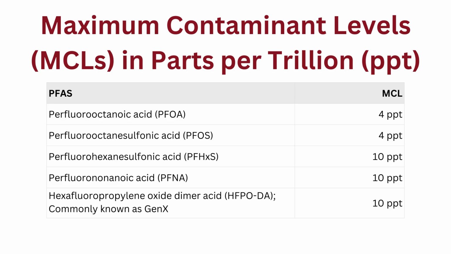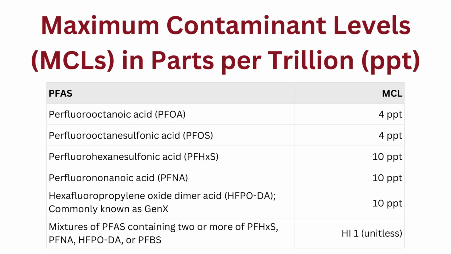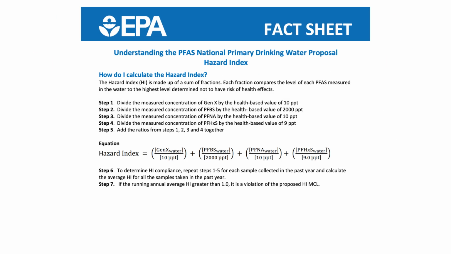For mixtures of PFAS containing 2 or more of PFHxS, PFNA, HFPO-DA, or PFBS, the maximum contaminant level is a hazard index, or HI, of 1, unitless. It is referred to as unitless because it's a ratio rather than a number. The hazard index measures the cumulative health risk of PFAS mixtures over time. A value greater than 1 suggests potential health hazards.